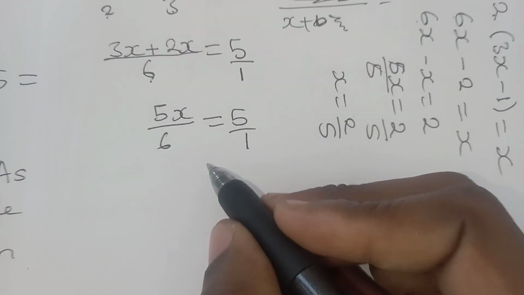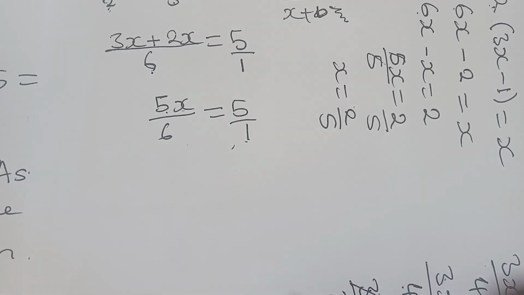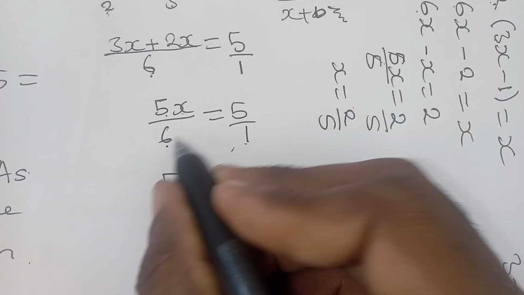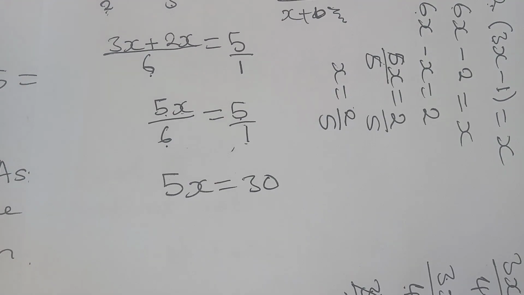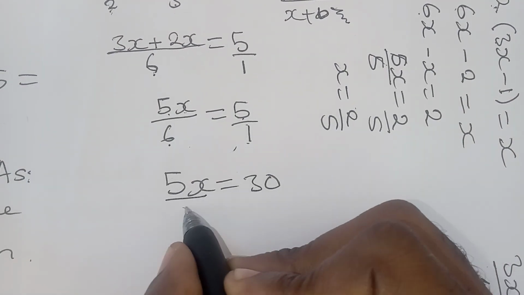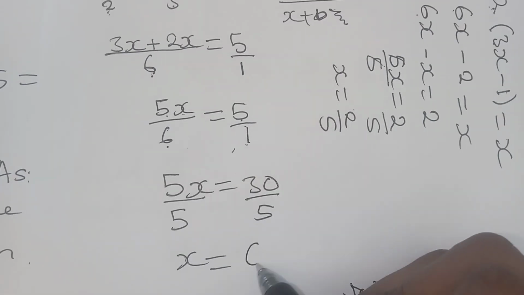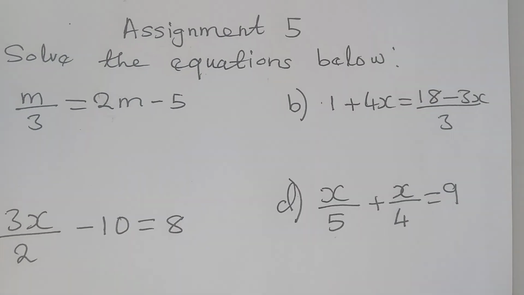And then now we can cross multiply and say 5x multiplied by 1, this is 5x. And then 6 multiplied by 5, this will be 30. And then at this point, you simply divide both sides by 5, so that your x is 6, and you're done. And then here is your work.